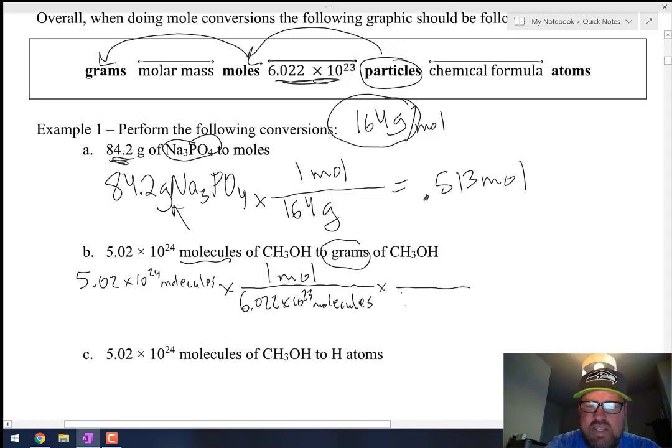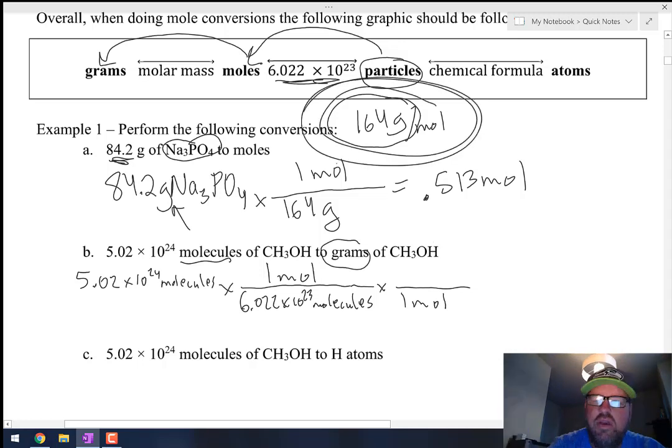So now my last step is to go 1 mole of CH3OH. And now to get to grams, I'm going to have to do this part again, where I figure out the molar mass of CH3OH. So 12 plus 3 is 15. 15 plus 16 is 31. Plus another 1 is 32 grams in 1 mole of CH3OH. And again, if we do that correctly, just like up here, grams on the top, grams on the bottom, cancel. Molecules and molecules, moles and moles. I know that I've done this problem correctly.